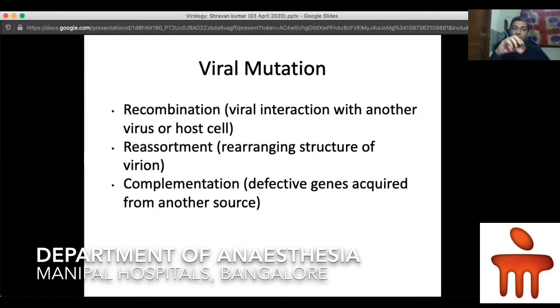Reassortment mutation means that there is a reassembly of the viral structure in such a way that whatever was intended to be a particular shape for the capsid is not what ends up finally happening. And finally, there is the complementation type of mutation, where let's say a particular virus has inability to find tropism towards a particular type of cell.